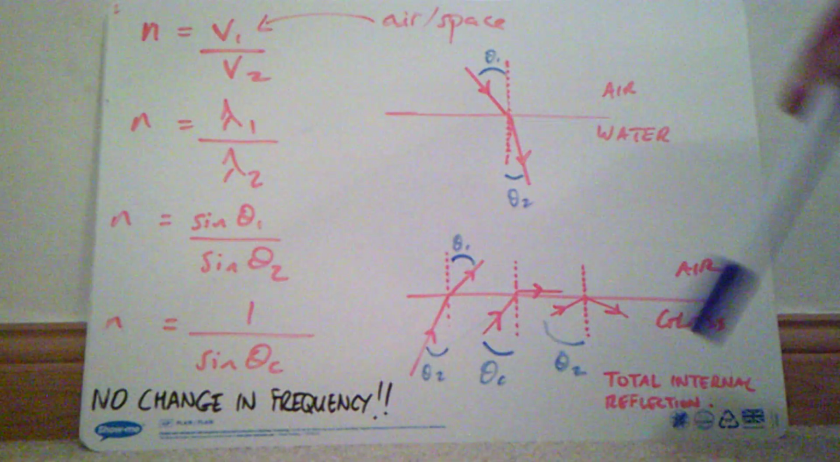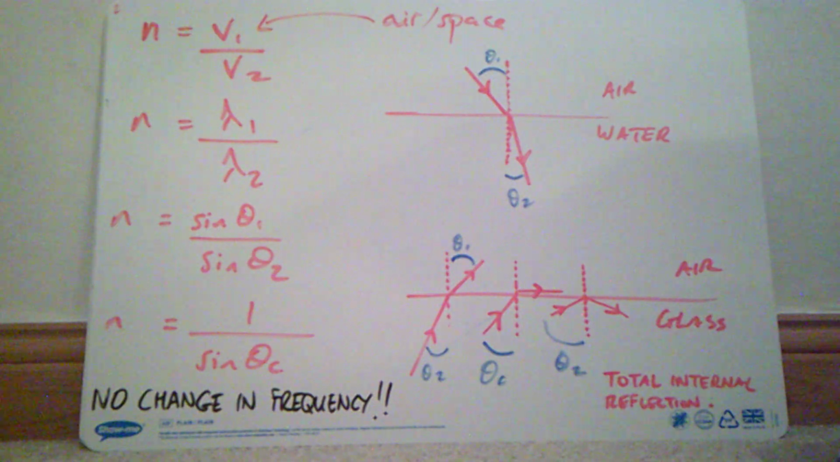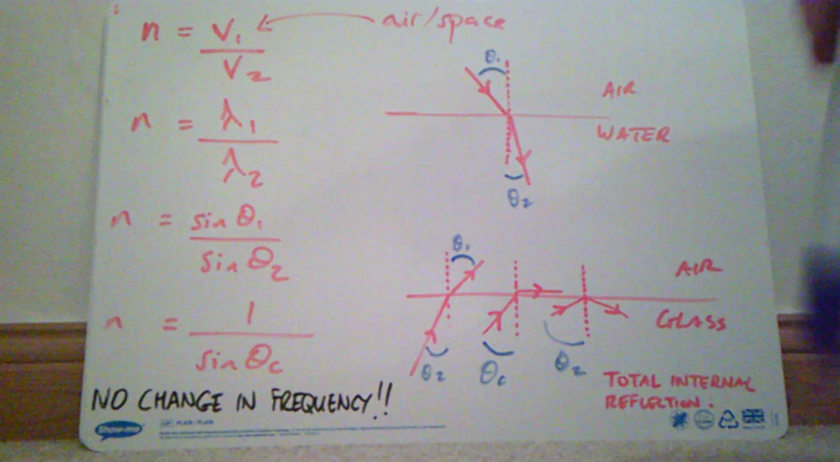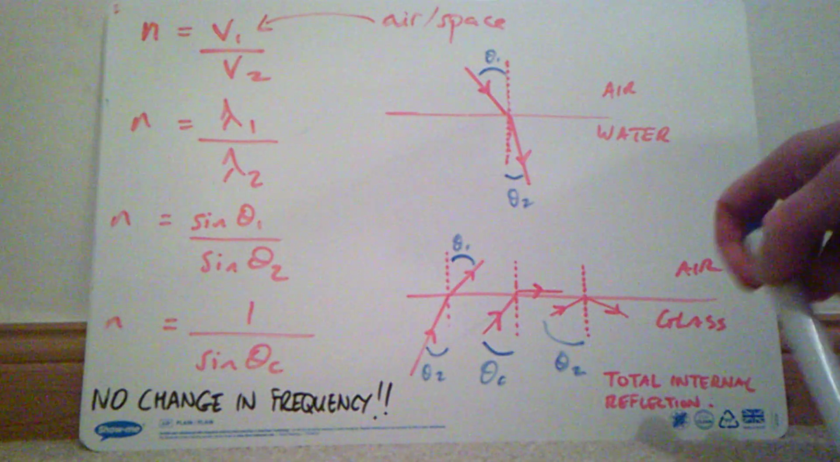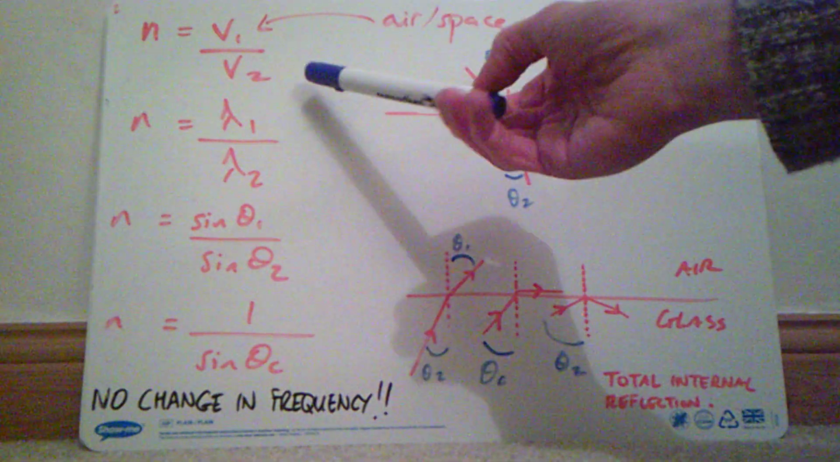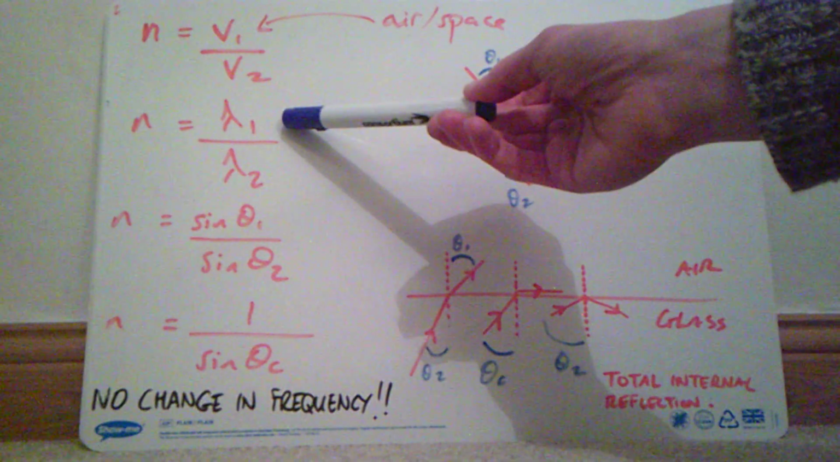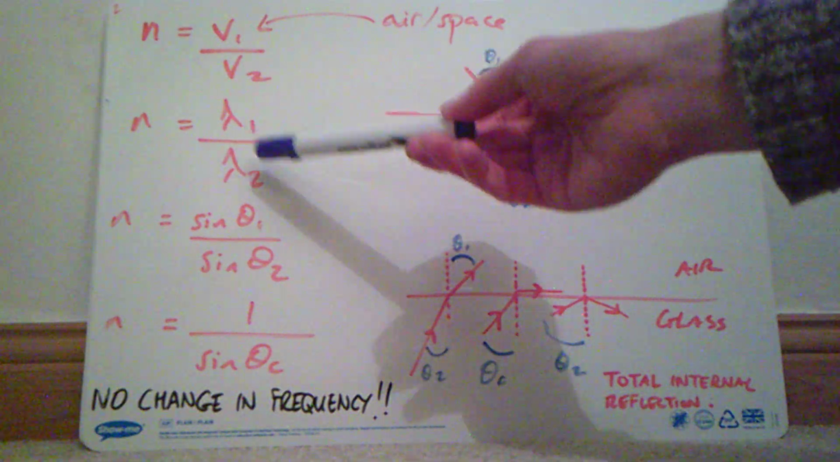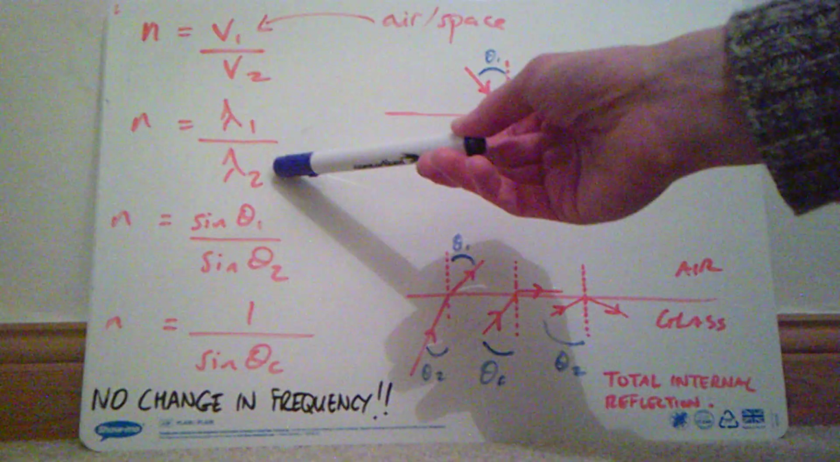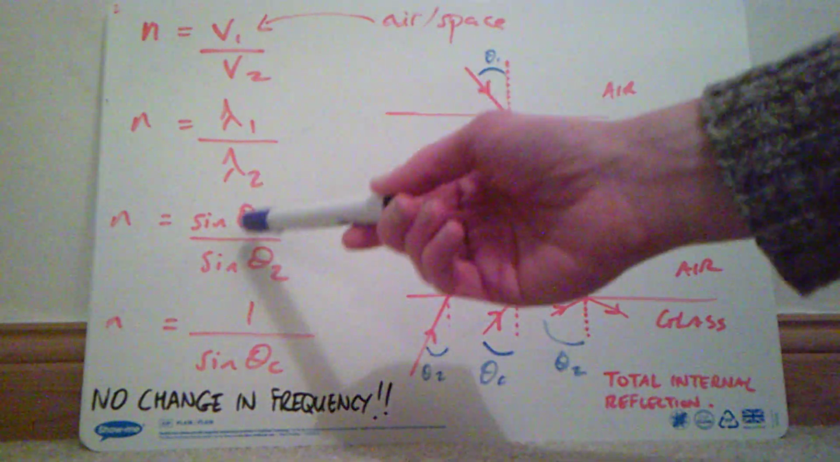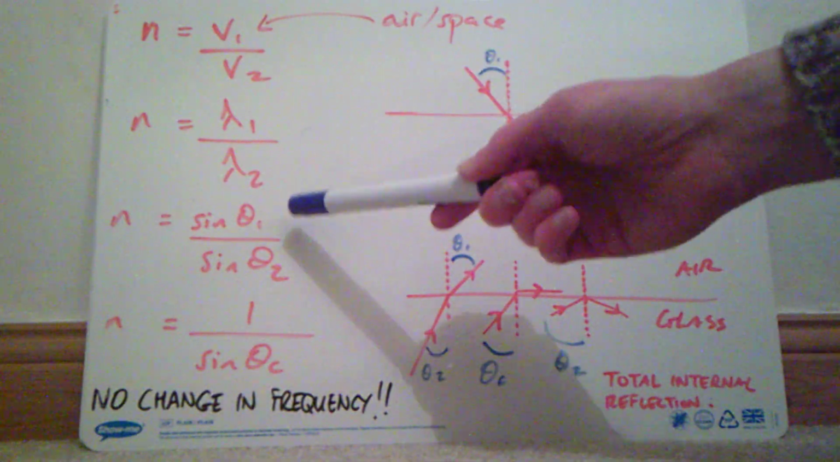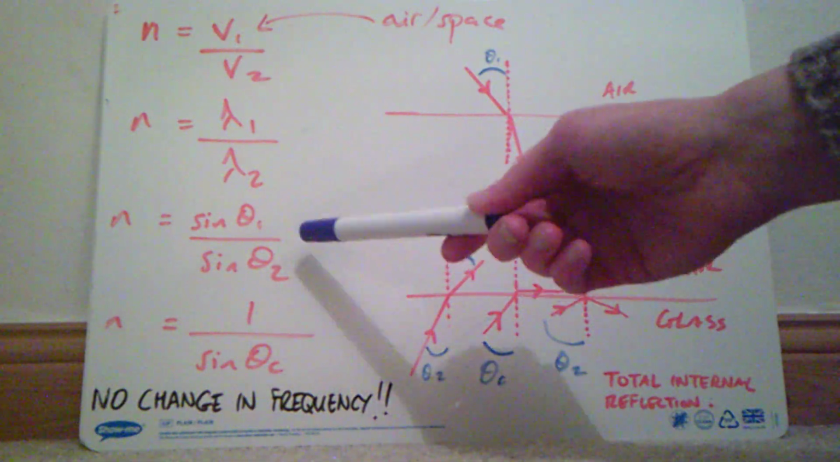So n is going to come out as 2. Refractive index, it can also be shown, and we're not going to show you why, you don't need to bother with the maths, but it can be shown that refractive index is also the wavelength of light in air or space divided by the wavelength of light in the slow material. It can also be shown that refractive index is sine theta 1 over sine theta 2. I'll show you that here.